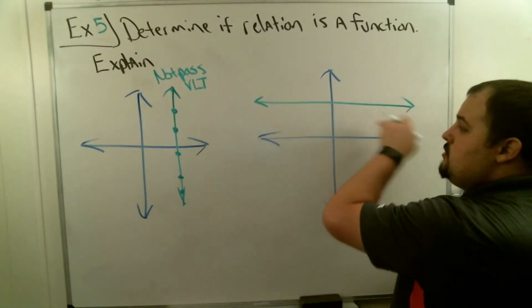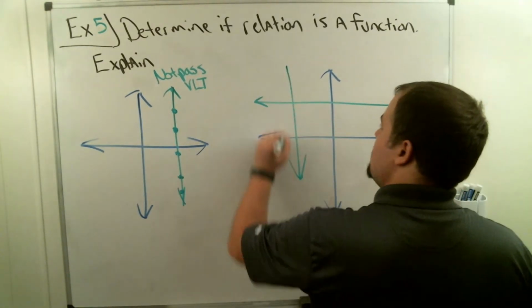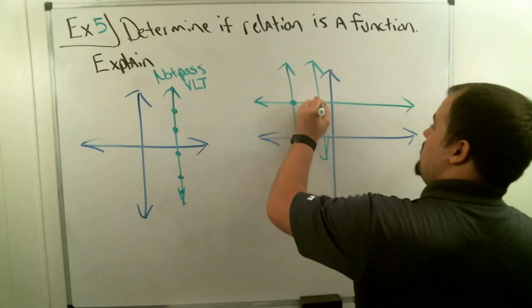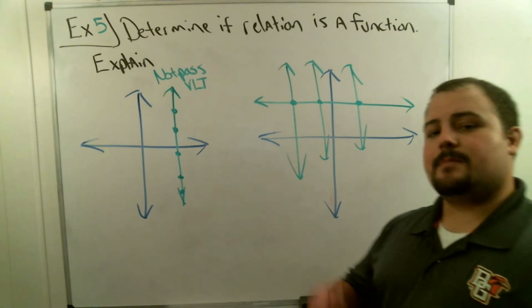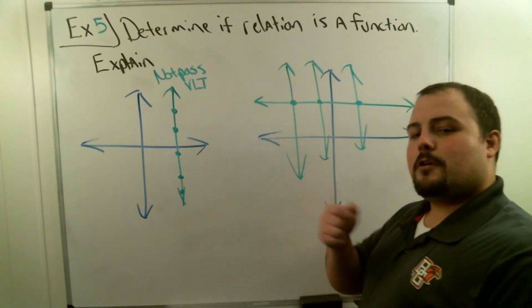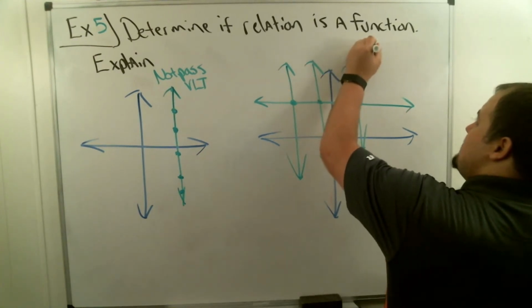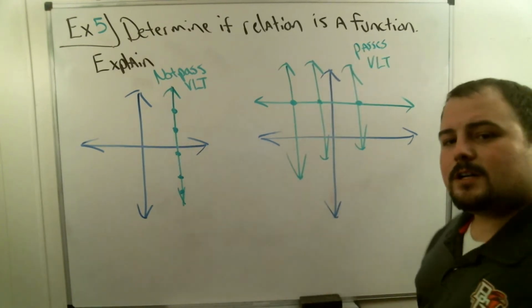Now, if we had a graph that went straight left and right, and we drew a vertical line up and down, we only hit this graph 1 time, 1 time, 1 time. So every time that we draw a line straight up and down, we're only hitting the graph once. Therefore, this does pass the vertical line test. So it passes the VLT, which means it's a function.